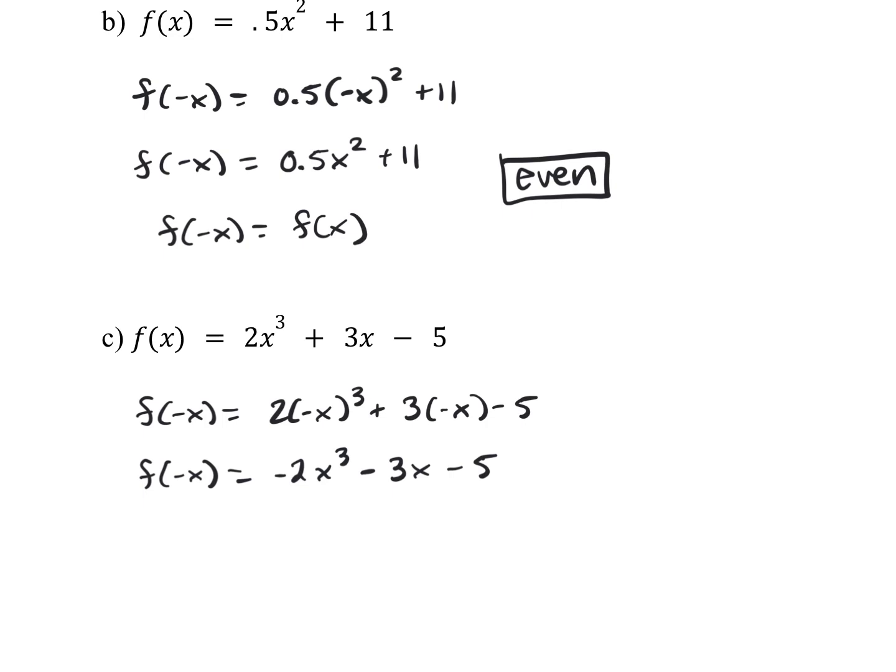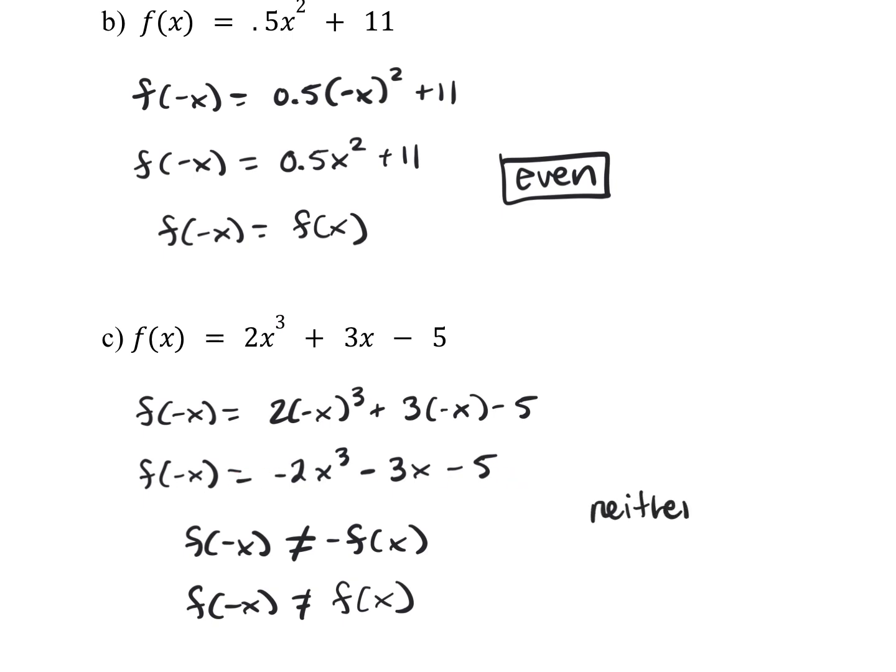So here f of negative x is not equal to negative f of x. Not everything became opposite, but we would also say that it is not equal to the original function. It is not exactly the same. So if it's not exactly the same and it's not exactly opposite, this is a case where we would say that it is neither even nor odd.